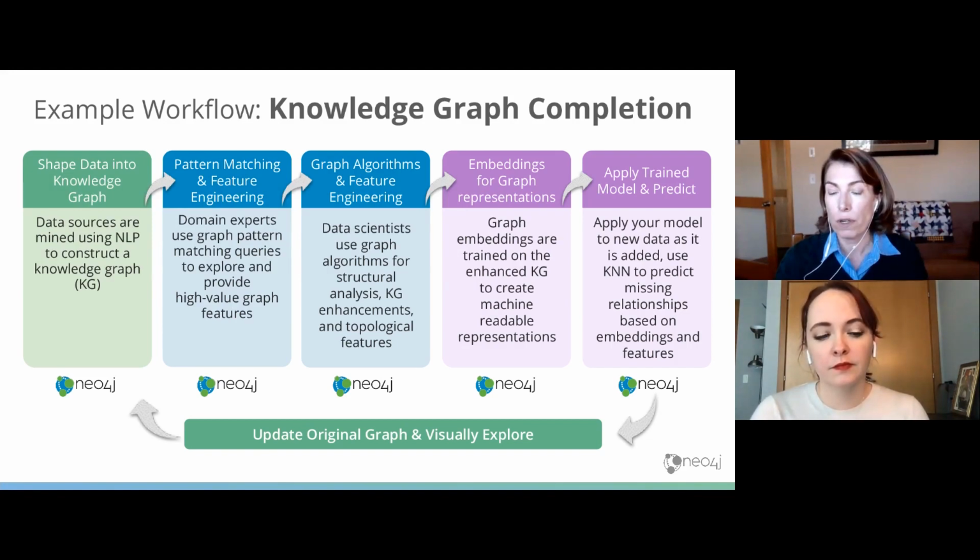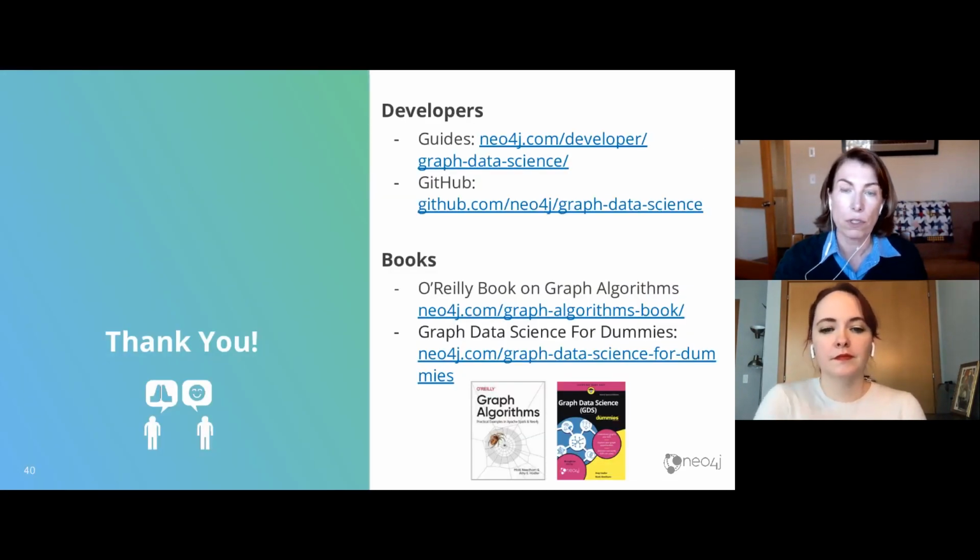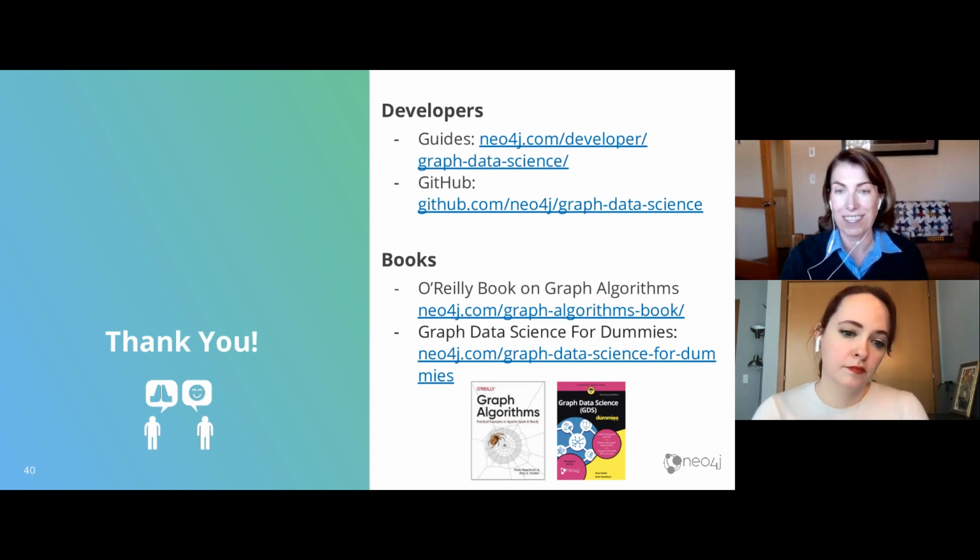If you're wondering how to get started, we have a lot of online resources for you. There we go, I'll show those to you. There are some guides on the developer site on Neo4j. On GitHub, you can grab a lot of information and grab the Graph Data Science library as well. There are several books as well. If you're a developer, the O'Reilly book on graph algorithms is a really nice starting point for concepts. The last chapter talks about machine learning and gives you an example there.